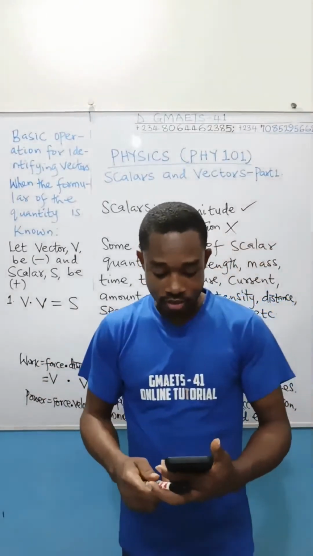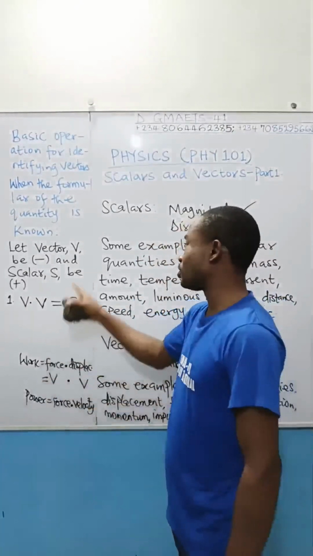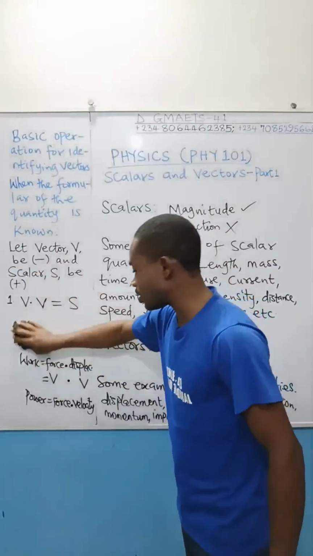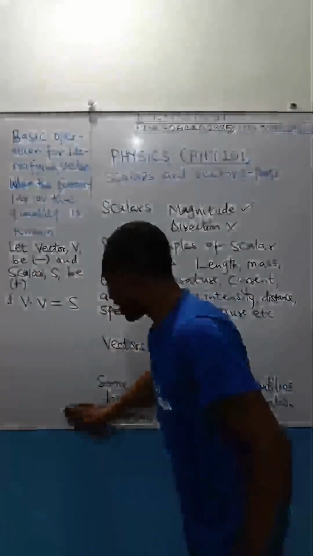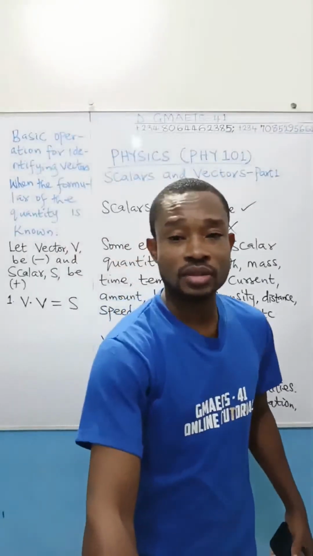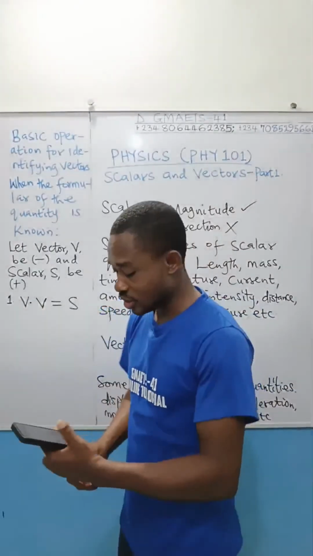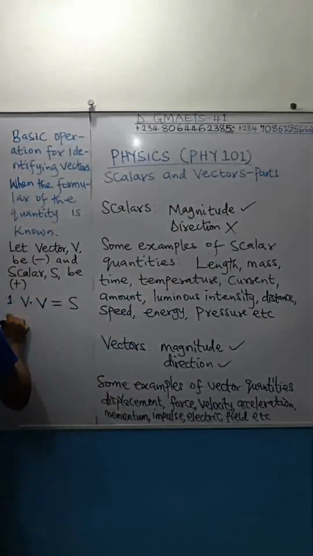Just like minus times minus will give you plus. Like I told you, let's take vector as minus and scalar as plus. So this principle can guide you. If I give you a particular quantity and you know the formula of that quantity, it can help you to know if that quantity is scalar or vector.